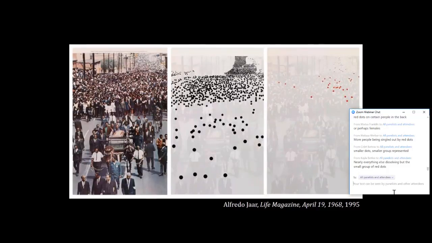So is there anything else you'd like to add in the chat box about some of the stylistic choices that Alfredo Jaar made here? I've mentioned the colors and the dots.